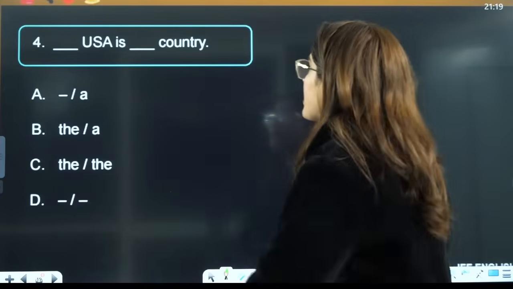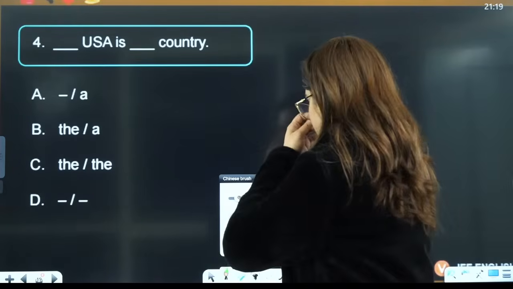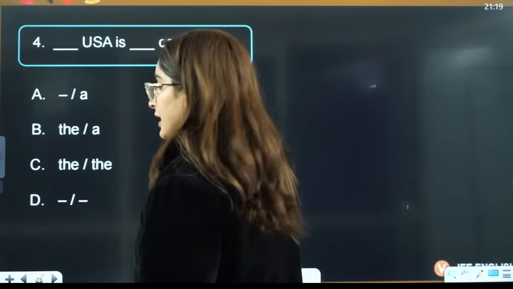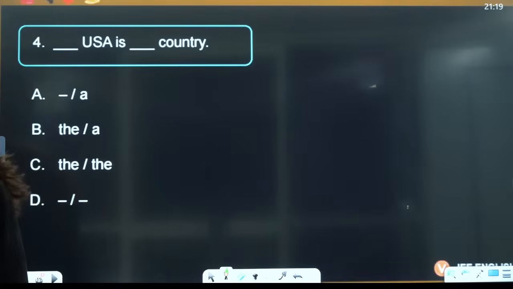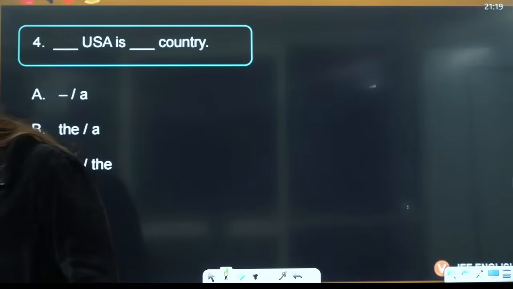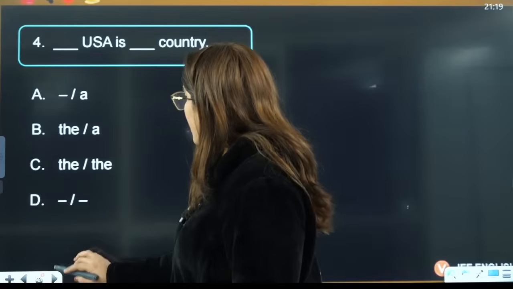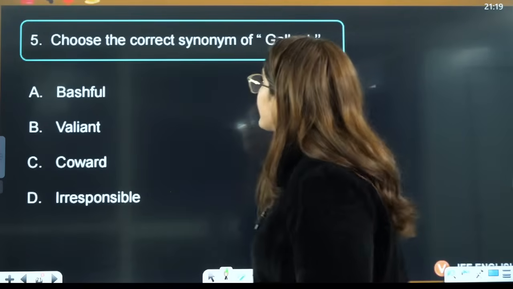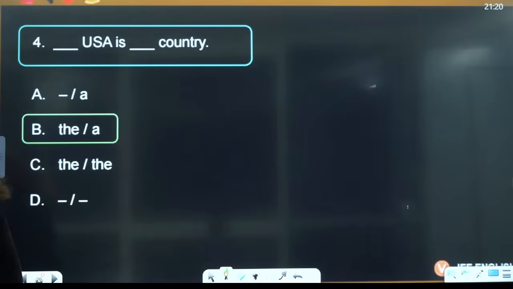Right. So dash USA is a country. If I see this here, dash USA is a country. USA is a country, right? Yes. You can say this here. The USA is a country here. So the answer will be B is the correct answer. Next is, wait a minute. The USA, or it should be the USA. Wait a minute.